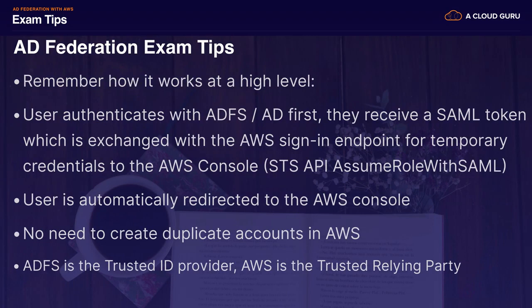So let's take a look at some of our exam tips for AD Federation. You just need to remember how it works at a high level, and you don't need to know at a low level how it is configured. So just remember that the user authenticates with ADFS and AD first. They then receive the SAML token, which is then exchanged by the AWS sign-in endpoint for temporary credentials, which gives the user access to the console. And you can also use this method for getting access to the AWS API and CLI as well.